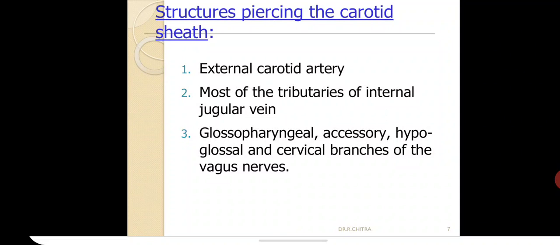So we have seen the carotid sheath under the following headings. That is the definition, extent, formation, relations inside the sheath, relations outside the sheath, then structures piercing the carotid sheath. This may be asked as short notes. Applied anatomy of this carotid sheath is, as it extends from the base of the skull to the arch of aorta, the infection from the base of the skull may spread to the thorax.